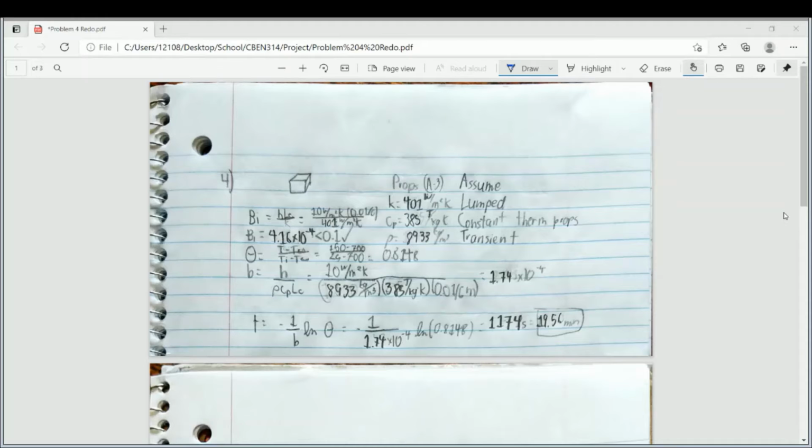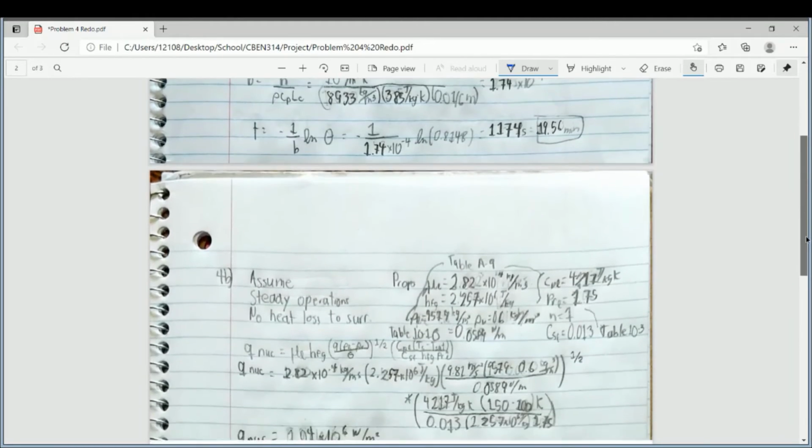So for the first part of the problem, I had the cube. I found the Bi number, used the lumped analysis. It was under the threshold. I found theta, and then I found the B value using the constants given. I rearranged the equation to find the time.